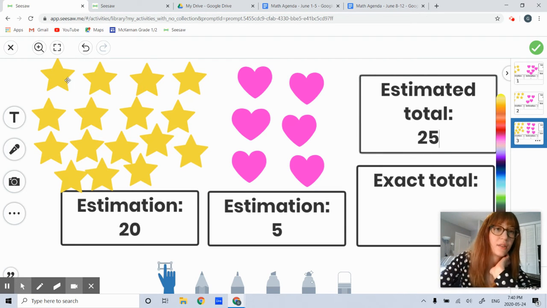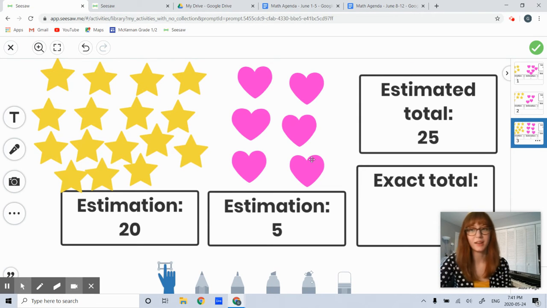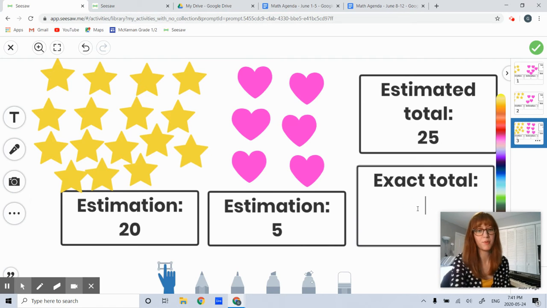Now my exact total, let's see, let's count all these stars. 1, 2, 3, 4, 5, 6, 7, 8, 9, 10, and 11, 12, 13. Looks like I have 16 stars and 6 hearts. 16 plus 6 is 22, which is pretty close to my estimated total.